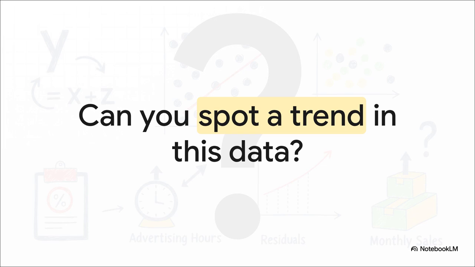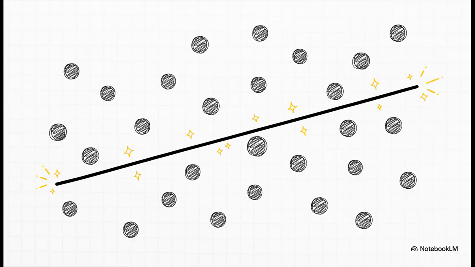Okay, here's our data all plotted out. Each one of those little dots represents a single month. So just looking at this cloud of points, can you kind of see a trend? I mean, it seems like more ad hours leads to more sales, but the relationship isn't perfect, is it? It's a little messy.